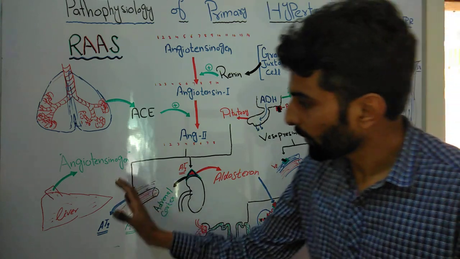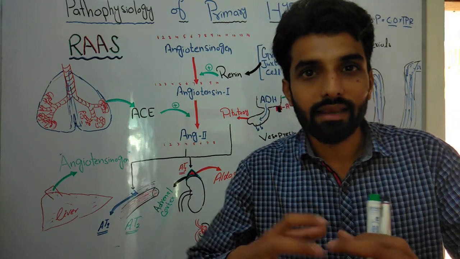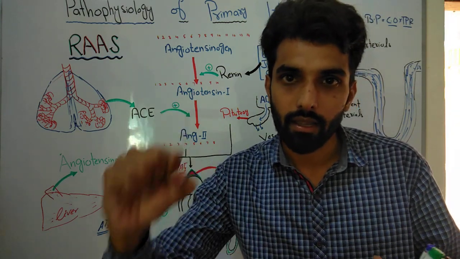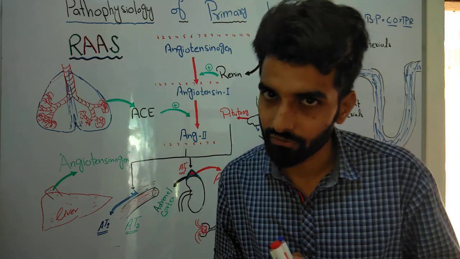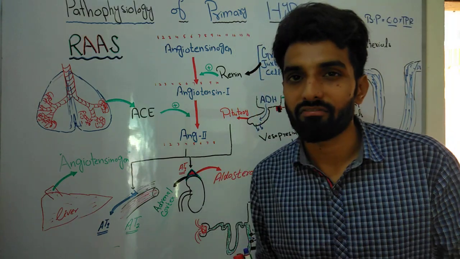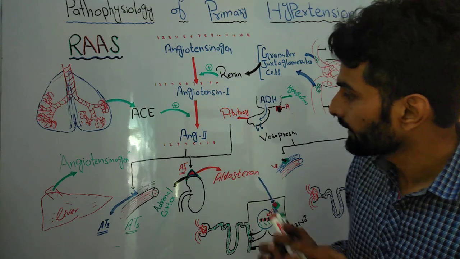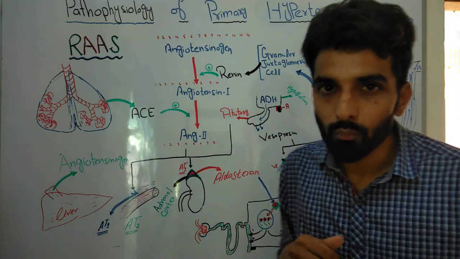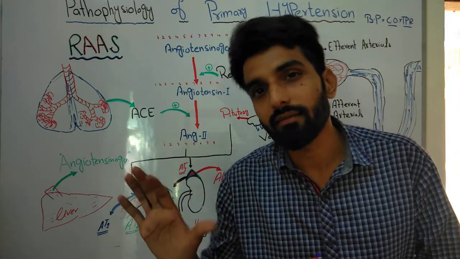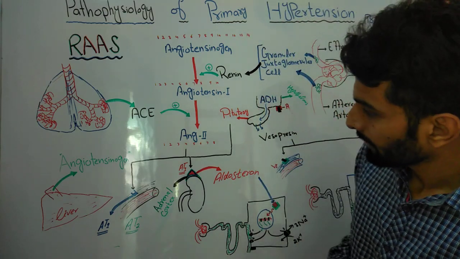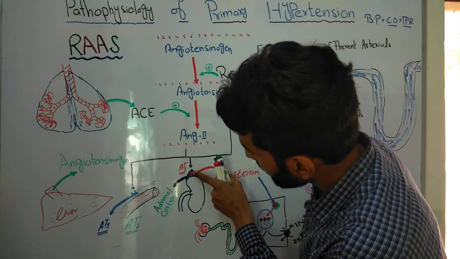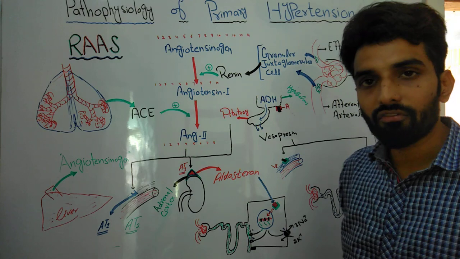Well, it was point number 1, that it will increase the TPR by causing vasoconstriction. There is another very important effect. Angiotensin 2 will be having AT1 receptors on the adrenal cortex and adrenal medulla of the adrenal gland.